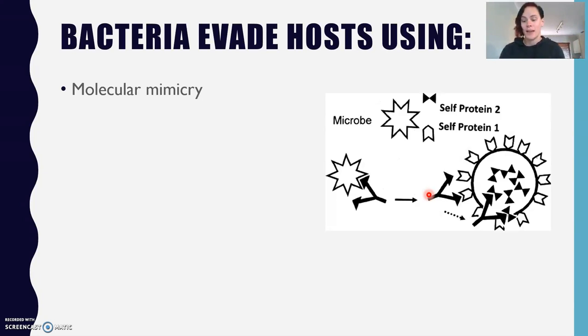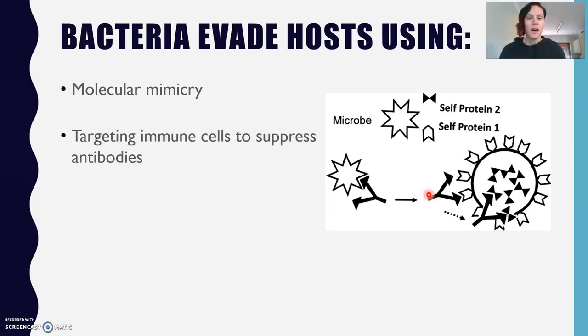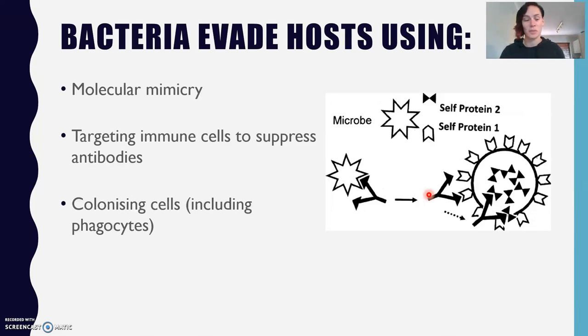I get eczema, and that's an example of it as well, just an overreaction of the immune system. All right, bacteria can also target immune cells to suppress the antibodies being produced. So rather than go after any other cell, they go after the immune cells that would usually be stopping it. And they can also colonize inside those ones. So even though phagocytes are there to engulf them and break them down, they can actually develop defenses to stay alive and therefore live inside the phagocyte, which is pretty clever.